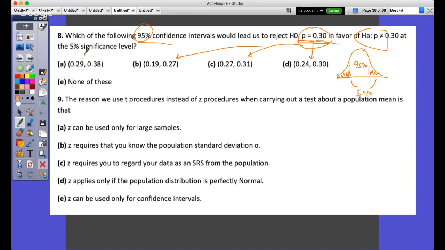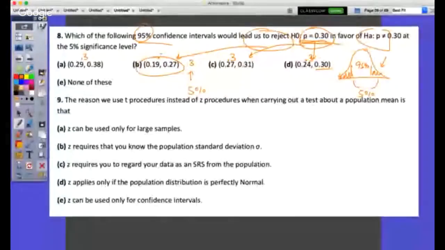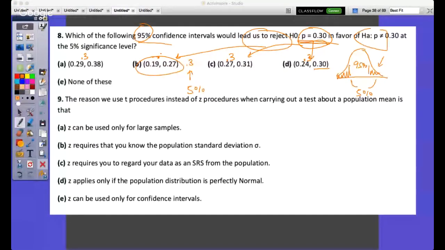So 0.3 is inside of A. It's also inside C. It's also in D on the outside. When I look at part B, though, notice 0.3 is on the outside. It's like over here in this tail. And it's outside of the 95%, and it's actually in my 5%. Therefore, that would be the one area that we would have evidence to reject the null hypothesis. Okay, so when it falls outside of that confidence interval, that's there. Cool. All right, I see a couple other questions.